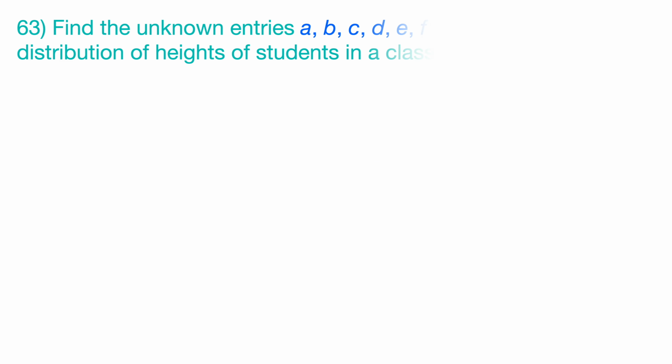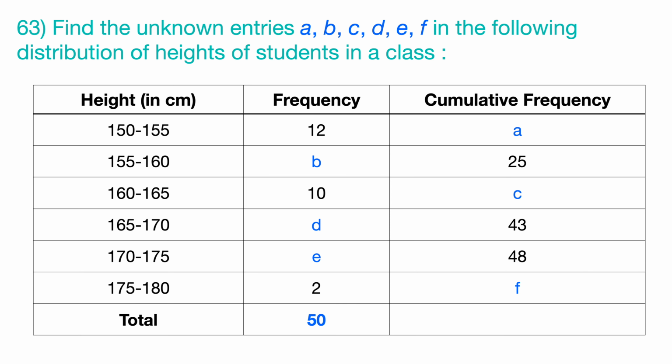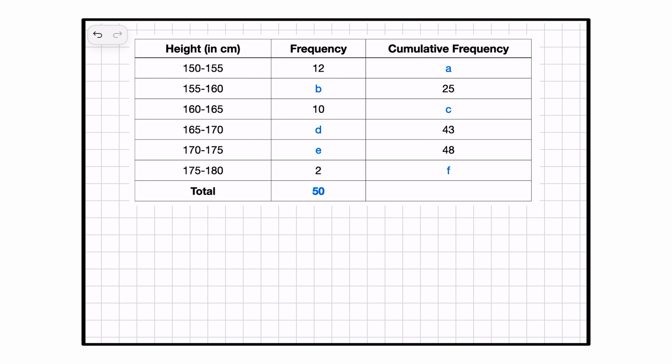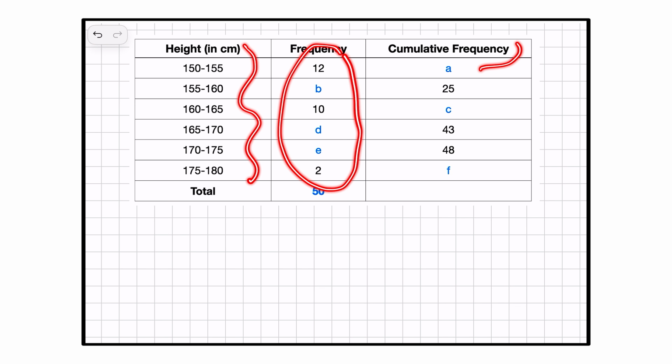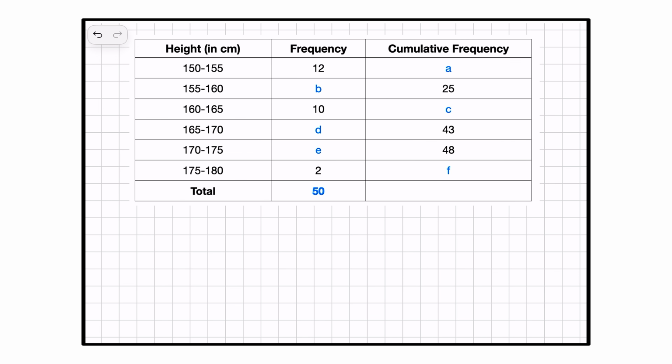Find the unknown entries A, B, C, D, E, F in the following distribution of heights of students in a class. So we have been given a frequency distribution table along with the cumulative frequency, and there are some points not available to us that we have to find out. Let's do that. We have a table of heights in different classes, the corresponding frequency and the cumulative frequency, and then a lot of unknown values that we have to find out.